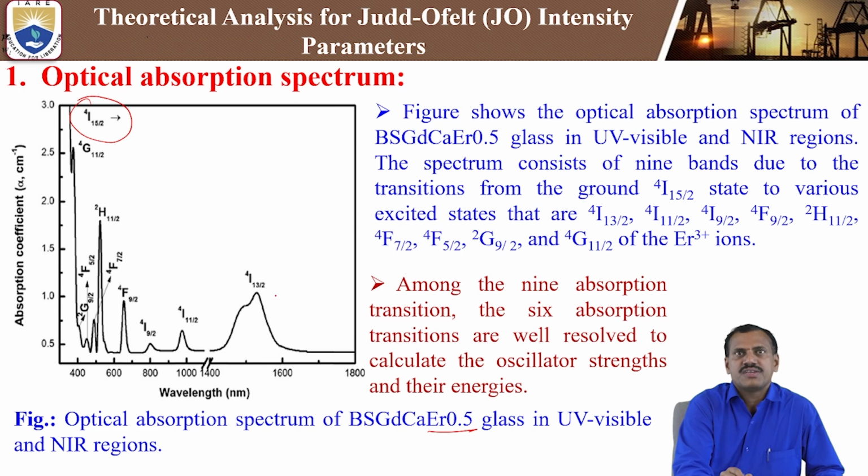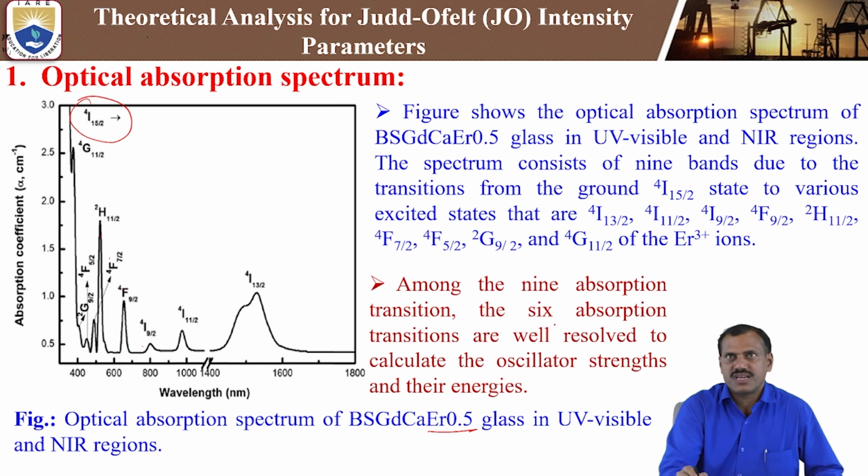One is 4I13/2 at the higher wavelength, and 4I11/2 is also at a higher wavelength, in the near-infrared region. The remaining ones are in the UV-visible region, where we get a few important peaks related to the erbium 3+ ion, from the ground state 4I15/2 to different excited states. We observe about nine absorption peaks in this spectrum, but only six absorption transitions are well resolved enough to calculate the oscillator strength.